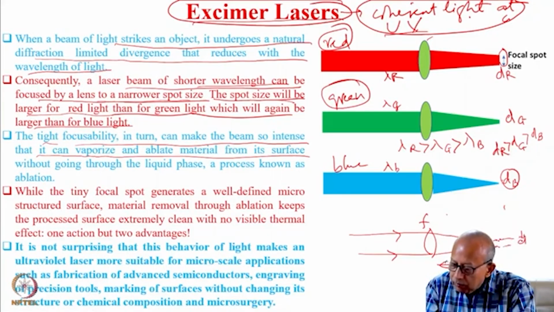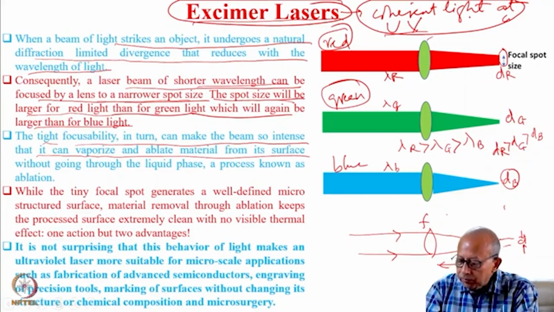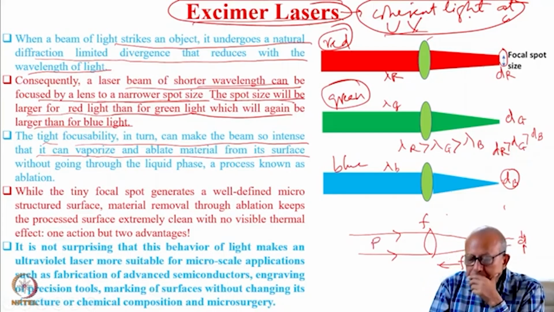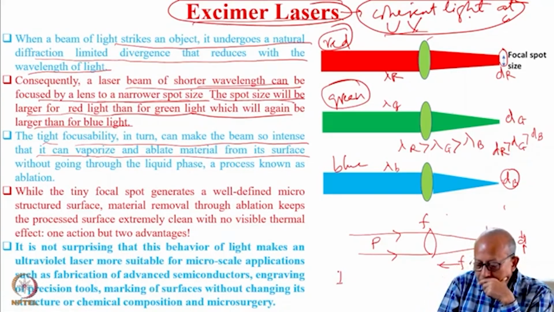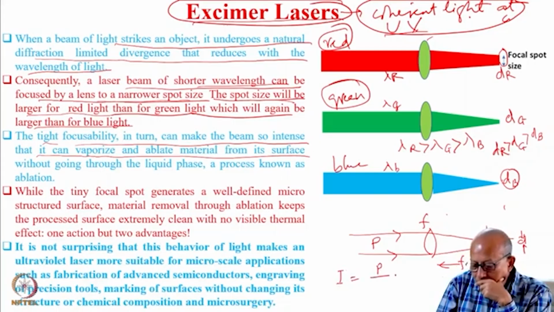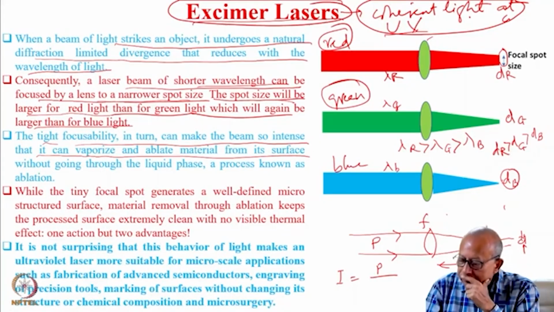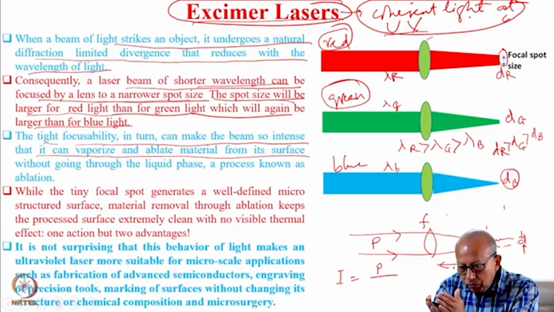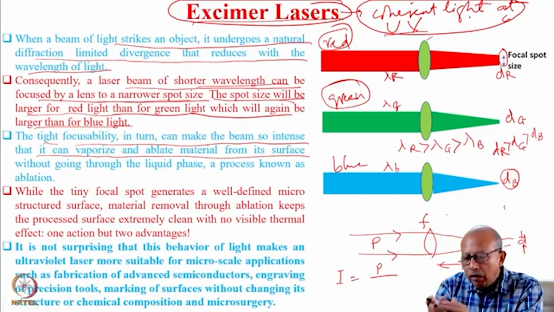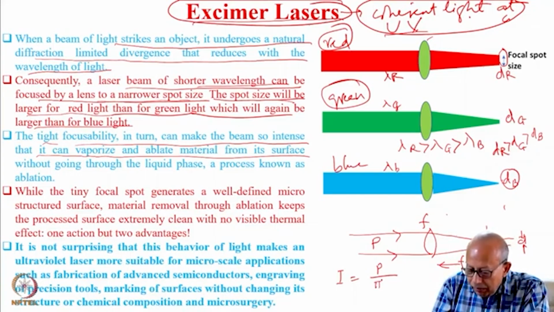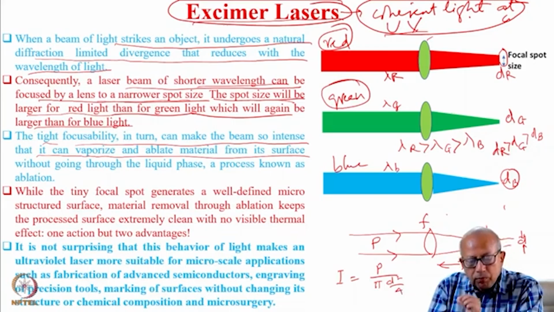This is D, the diameter of the focal spot, and suppose the power of the beam is P. So the intensity of this beam at the focal plane will be power per unit area. The area of this focal spot, over which the beam has now been focused, is pi D square by 4, if D is the diameter.